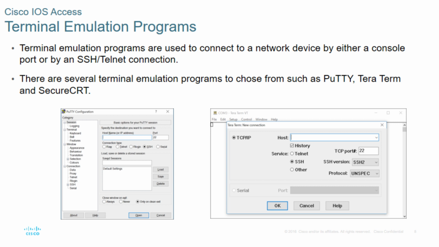There are several terminal emulation programs you can use to connect to a networking device, either by serial connection over a console port or by an SSH or Telnet connection, right? These programs allow you to enhance your productivity by adjusting window size, changing font sizes, and changing color schemes.